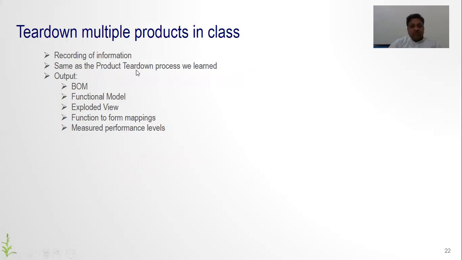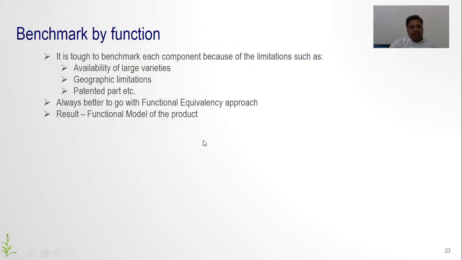Tear down multiple products in a class. Record information the same as the product teardown process we learned. Output: BOM, functional model, exploded view, function-to-form mappings, and measured performance levels. Benchmark by function. It is tough to benchmark each component because of limitations such as availability of large varieties, geographic limitations, patented parts, etc. So it is always better to go with the functional equivalency approach, resulting in the functional model of the product.